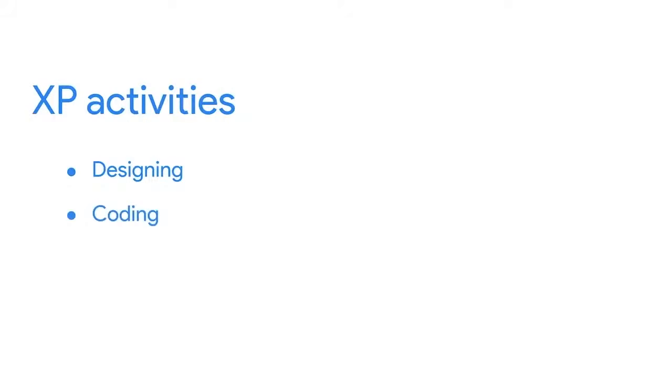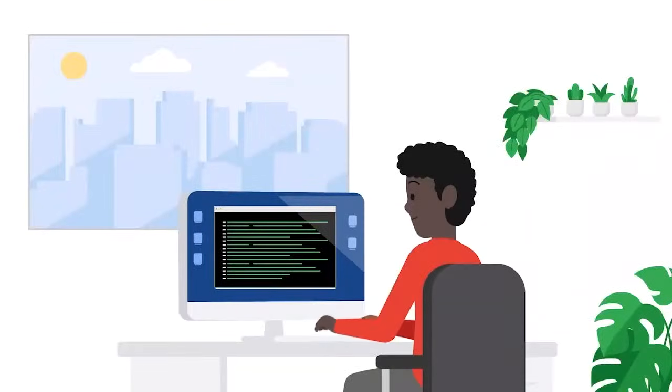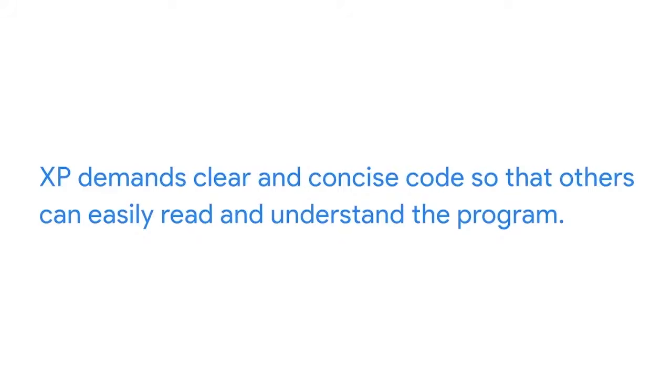Coding. Code is the language that's used to write software programs. It's the instructions that tell the computer what to do. In software development, writing clear code is crucial, just like clear writing is crucial in any situation where you want to be understood. XP demands clear and concise code so that others can easily read and understand the program. This makes it easier to troubleshoot problems and come up with solutions.